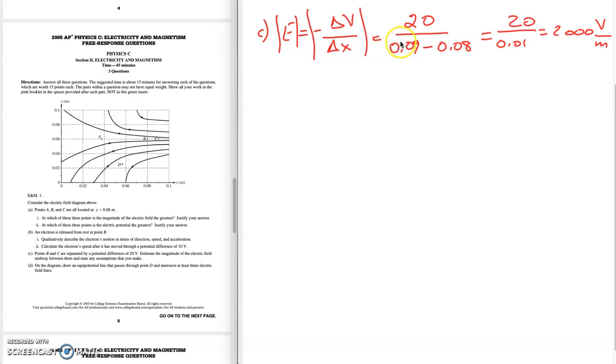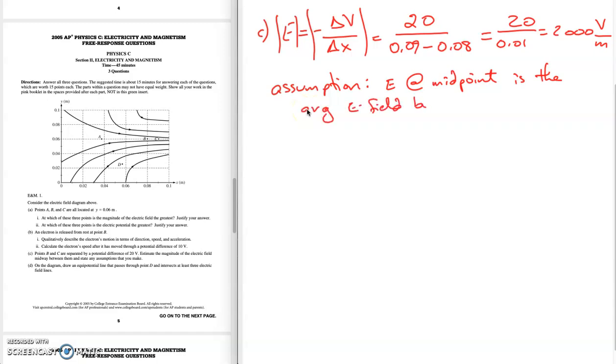So we have to assume that the electric field is roughly constant between there. So we're making assumptions. E at midpoint is the average E field between B and C.